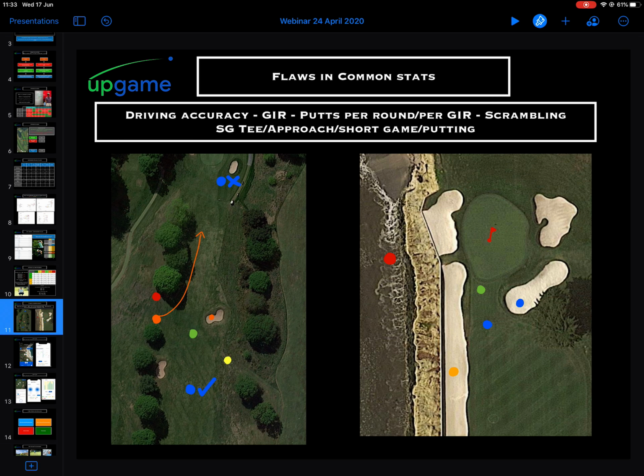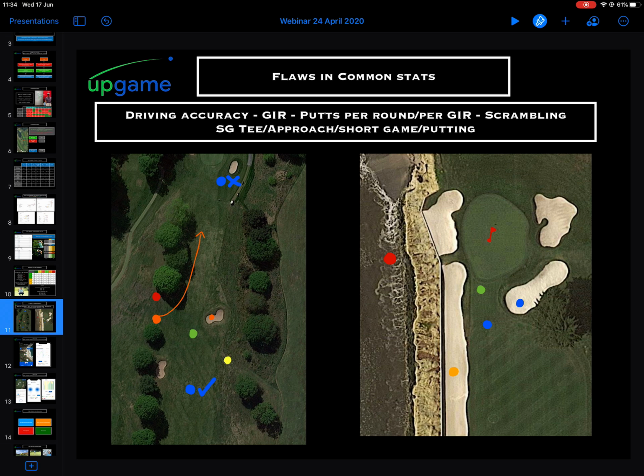For example, if you look at the orange dot on the left, you could be in the rough but behind a tree and have to just chip it up the fairway. In that case, you'd actually lose on strokes gained approach, not strokes gained off the tee, which again becomes quite misleading. You look better off the tee than you actually are, and you look worse on approach shots than you actually are.